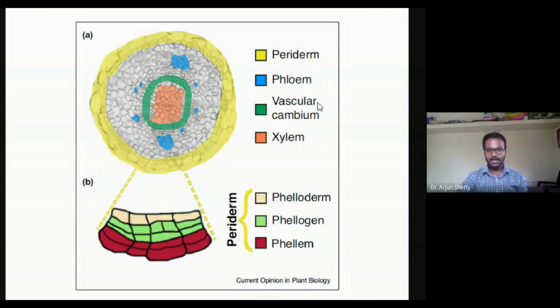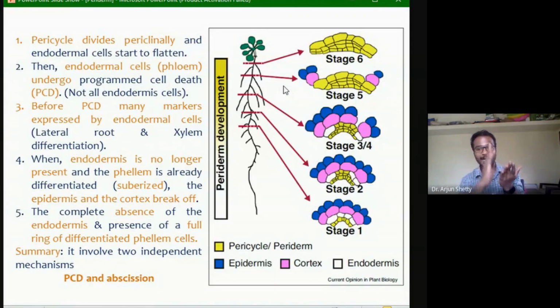Now let us take this mature wood. This is the periderm. There you can see the phloem, and at the center the vascular cambium, and the xylem. You can see there are large intercellular spaces with parenchyma cells. This is the formation of the periderm in the roots of Arabidopsis.